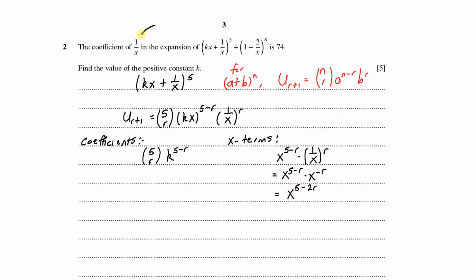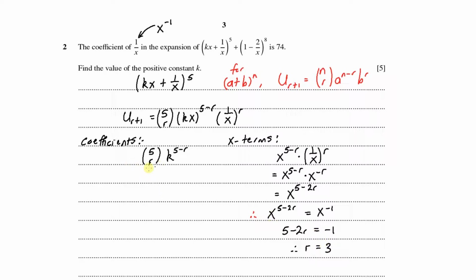But now since the x term is 1 over x, or x to the power of minus 1, we can equate x to the power of 5 minus 2r to x to the power of minus 1. Equating the powers, 5 minus 2r is equal to minus 1, and we can solve for r. Subtracting 5 from both sides gives minus 6, and dividing by minus 2, we get r as 3. So the term that we want occurs when r is equal to 3.